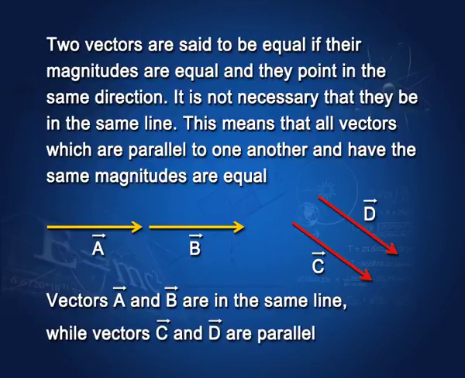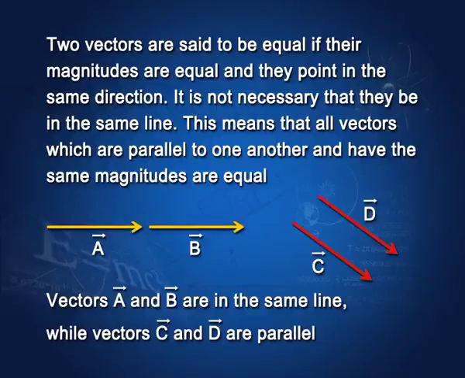On the other hand, vectors C and D are also parallel, that means they are in the same direction and their magnitudes again are equal, and therefore, vector C is equal to vector D. Please remember this equality thing. Many times you will find one vector here and another vector somewhere else. But remember, as long as the magnitude of the vectors is the same and they point in the same direction, they are equal. They may not be in the same line.